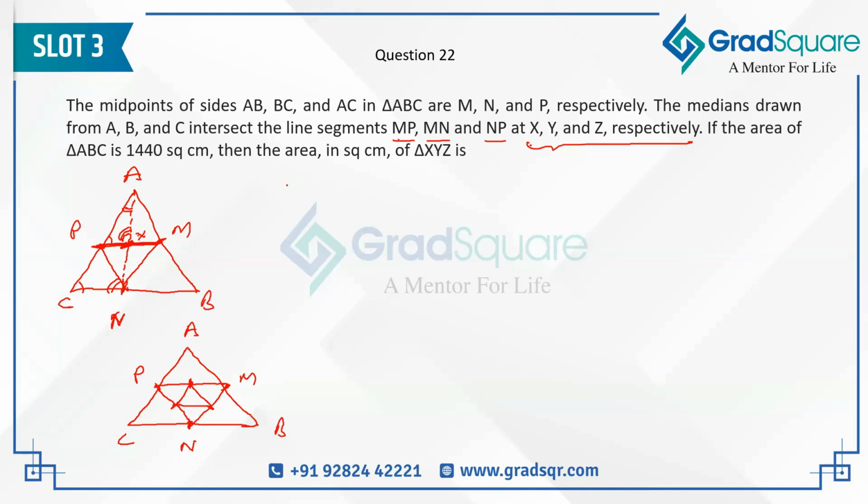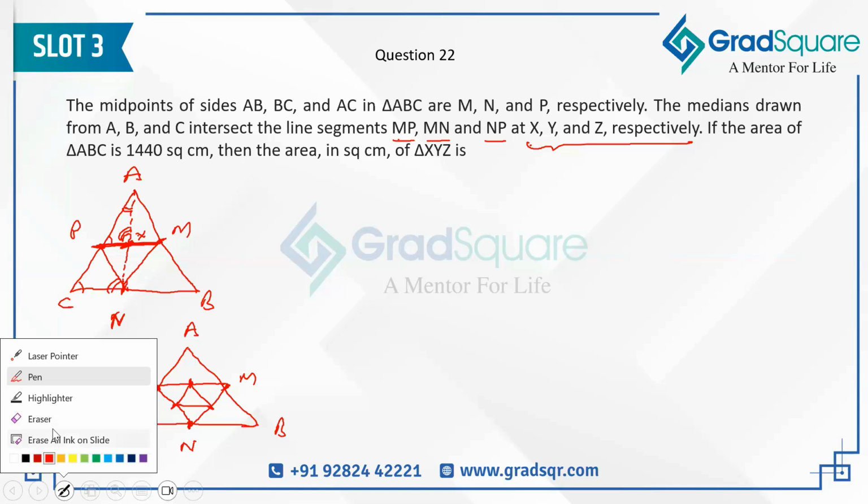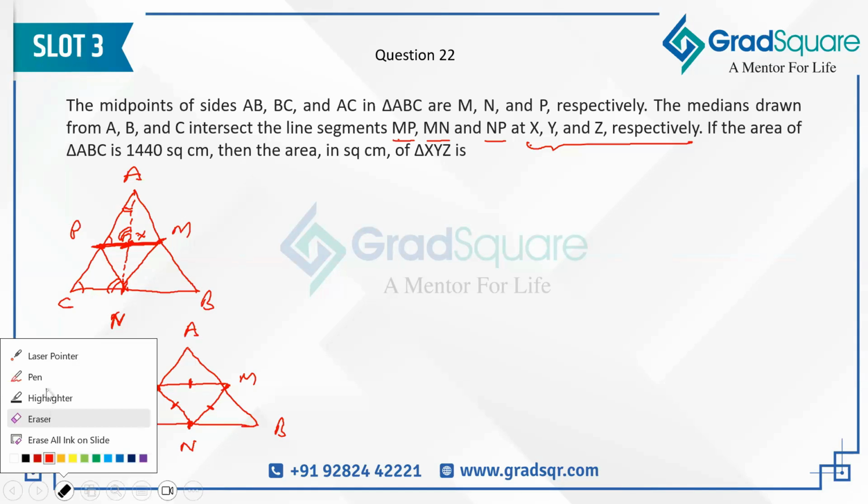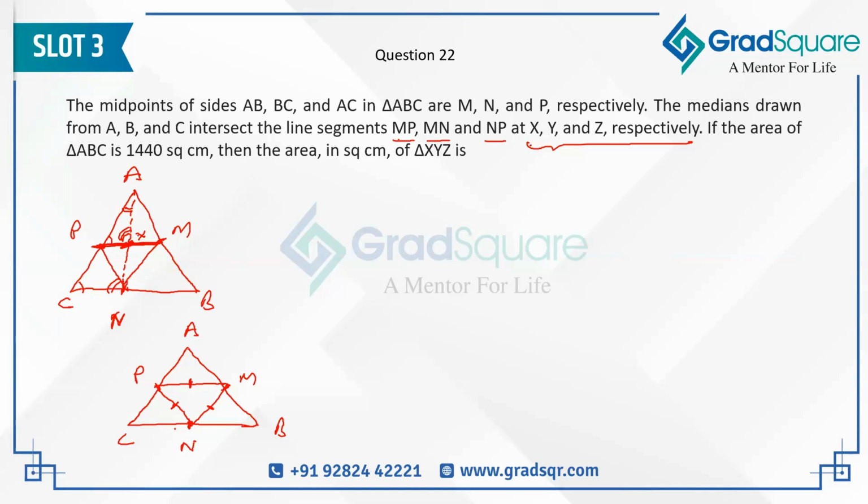Now, if I look at the triangle ABC and I join the midpoints of its sides, what we are going to do is divide the entire triangle into 4 equal parts. Let me erase a few points and that will make it clear for you. So if you now look at this, the bigger triangle ABC has been divided into 4 smaller equal triangles. So what is PMN? The area of PMN is going to be 1/4 of the area of ABC, which is 1440 given in the question, correct?